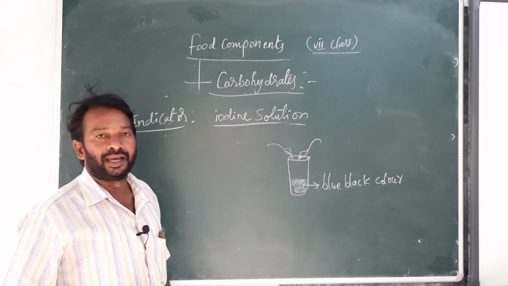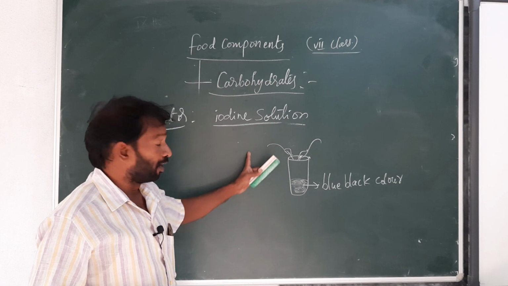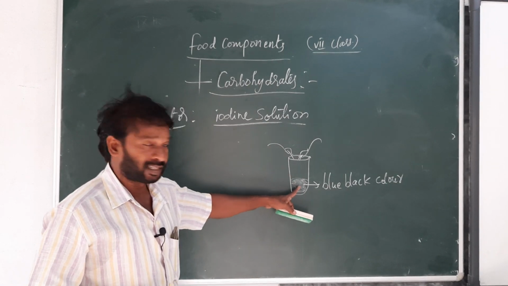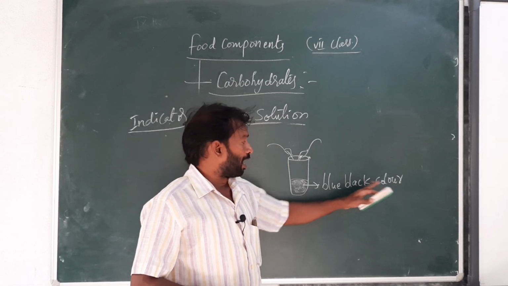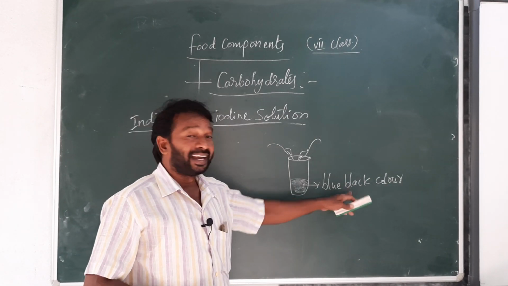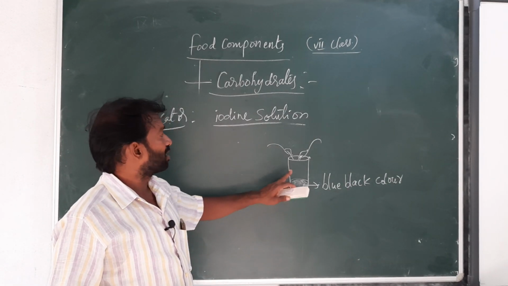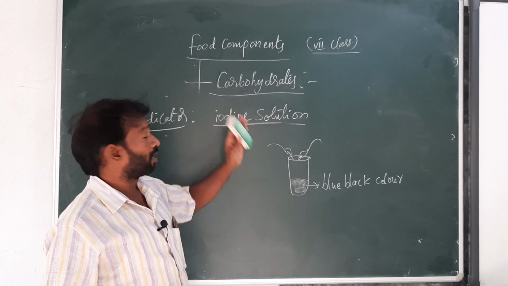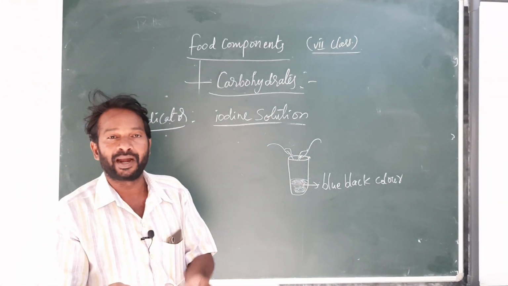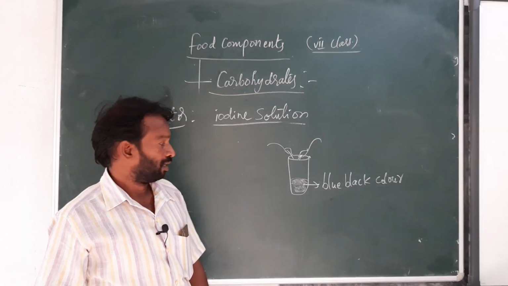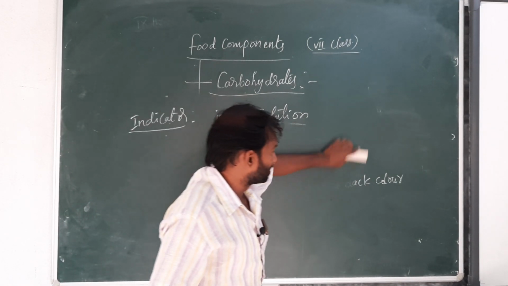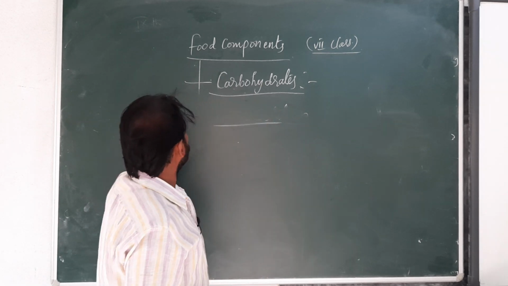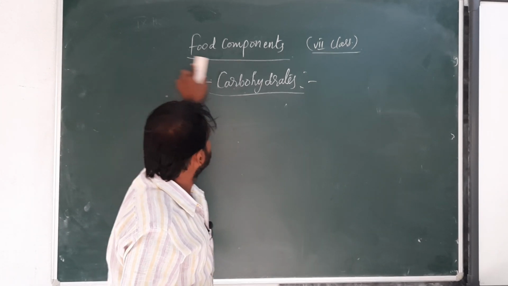This indicates that whenever the iodine solution is added to food materials and they become blue-black in color, it means starch is present in that food, or otherwise carbohydrate is present in the given sample. That is how we can confirm it. This is the confirmation test for carbohydrates.